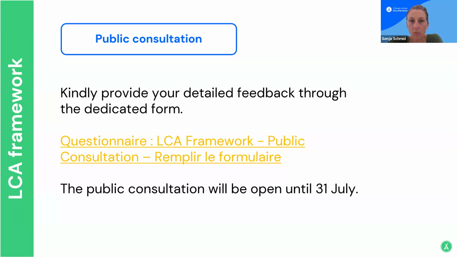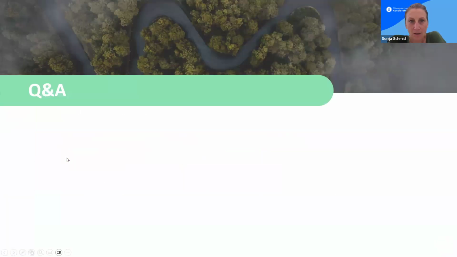For now, the public consultation will be open until 31st of July. If you need more time to respond, then please let us know. We're also open to extending the deadline. Notably, that's now the summer period, but the indicative deadline is 31st of July. And with that, we open the floor to questions.